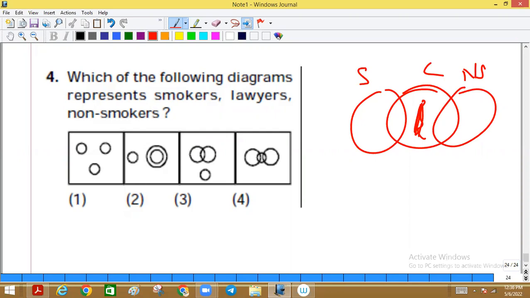Is it 100% possible? With the Venn diagram, can you represent a 100% relationship? No. That is the reason you have to follow the best one. This is the best out of these four options, because either a lawyer should be a smoker or a lawyer should be a non-smoker. But this is not possible, no. Don't say they're drinkers. Okay, don't say that. Anyway, the answer is 4. That is the best option.